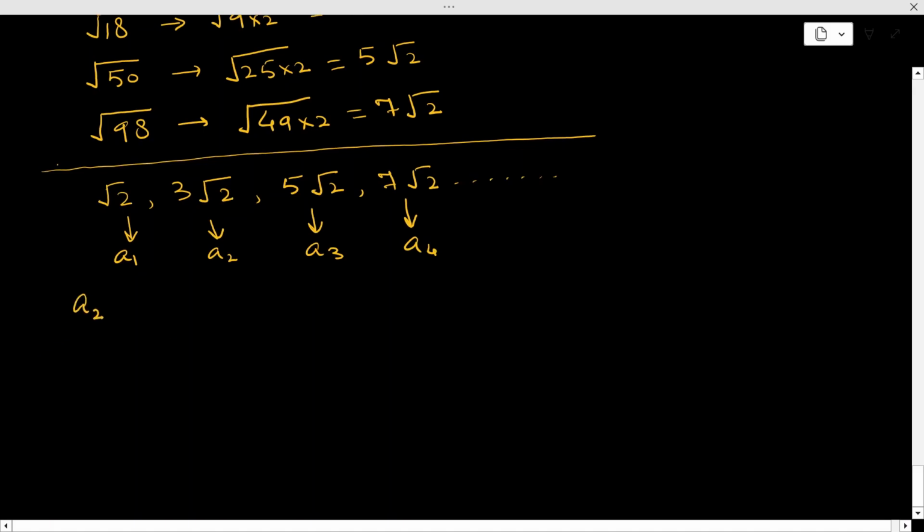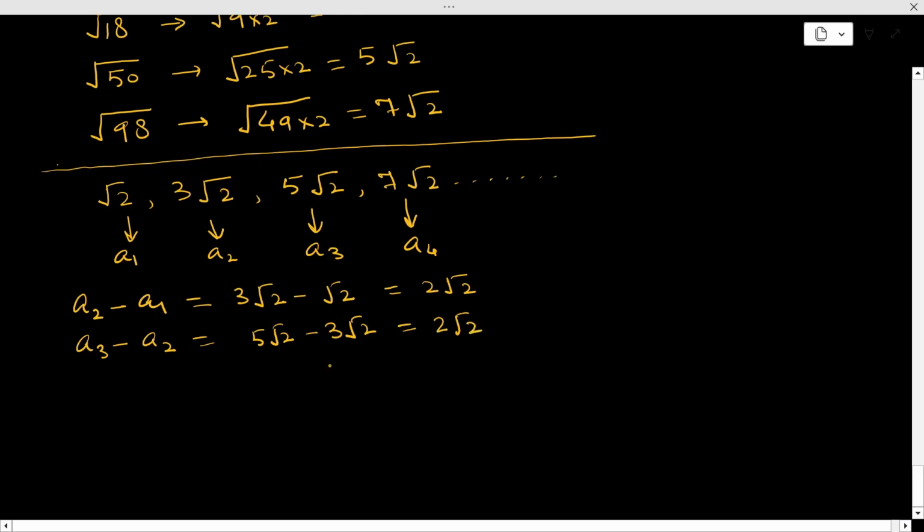So again we will find the differences. A2 minus A1 will be 3 root 2 minus root 2. This is 3 times root 2 minus 1 times root 2, so 3 minus 1 will be 2 root 2. Now next is A3 minus A2. That will be 5 times root 2 minus 3 times root 2. So 5 minus 3 is 2, and this is again 2 root 2.